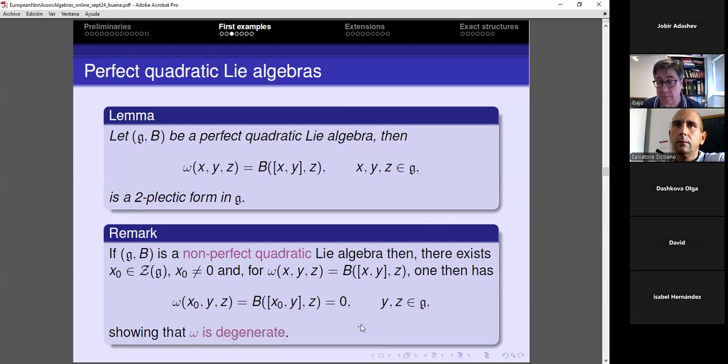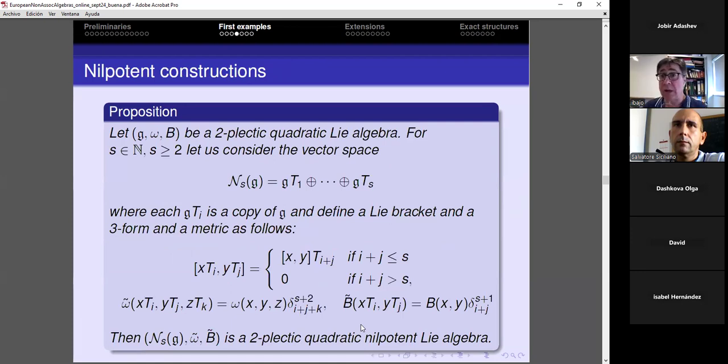And the fact is that we found a construction which is very nice: a construction of a family of nilpotent Lie algebras, which can be constructed starting from any two-plectic quadratic Lie algebra. So suppose that we take any two-plectic quadratic Lie algebra, which can be semi-simple if you want to. And then we construct this nilpotent Lie algebra, which is given by S copies of the same Lie algebra. G t^1, ..., G t^S are actually just copies of the Lie algebra G.